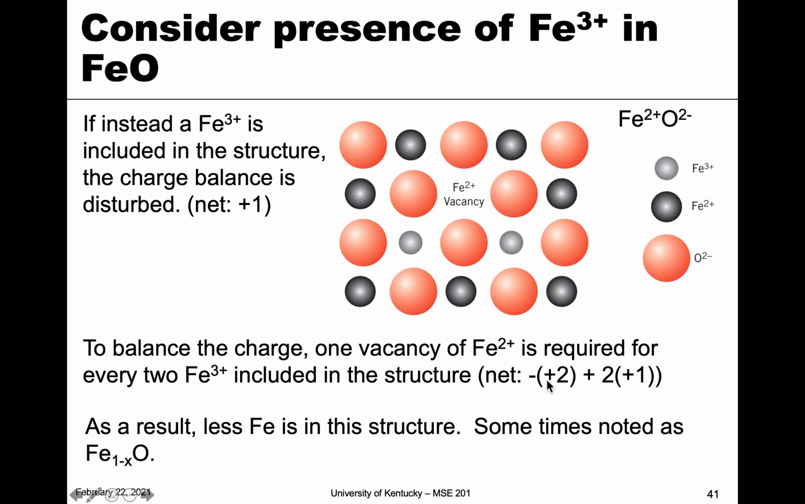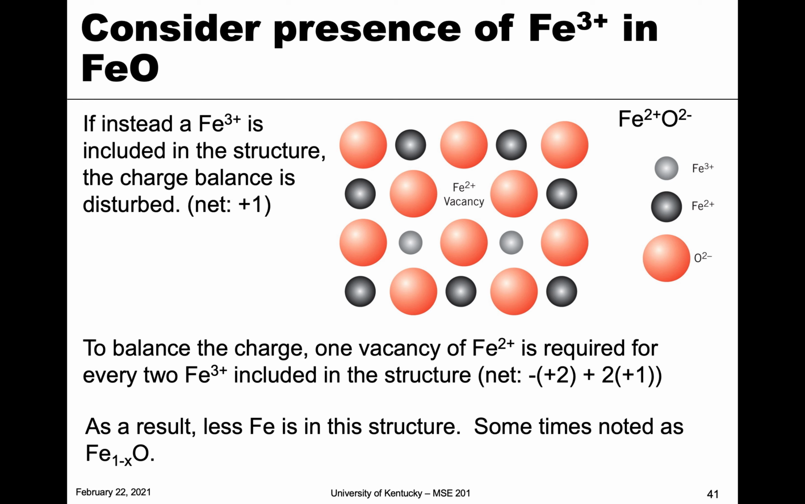So if we just kind of work through the math, is what I have down here is, basically getting rid of one of those iron 2+ would require 2 of the 3+ with a net plus 1 charge each. And so that's how we kind of balance it, and we have a vacancy. But the other thing to consider here is that because of this, the overall amount of iron in this structure relative to oxygen has actually gone down, right? So there should be an iron here in the typical structure, but now we have one less. And so we can actually write this as Fe1-xO, right?